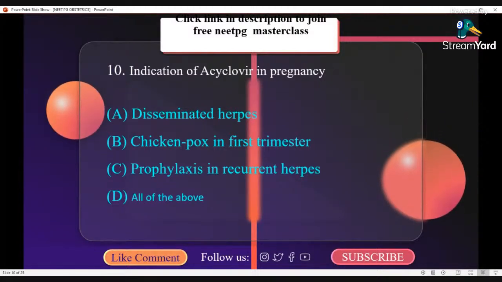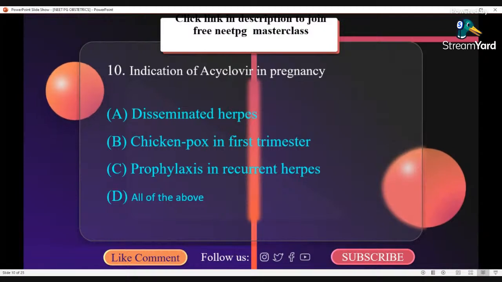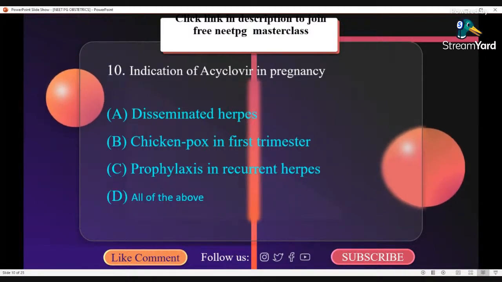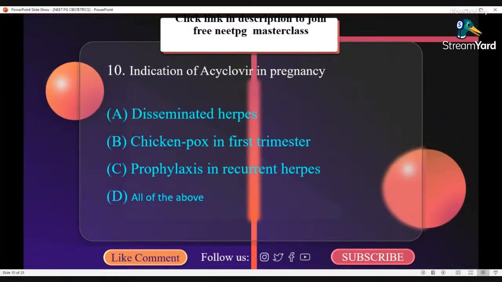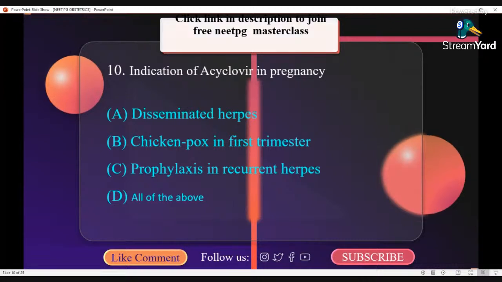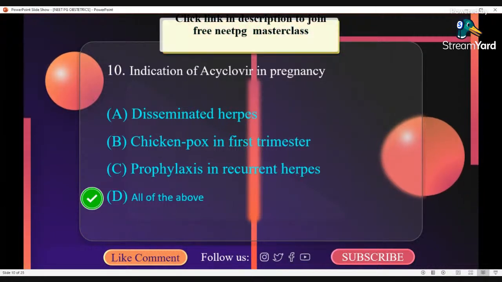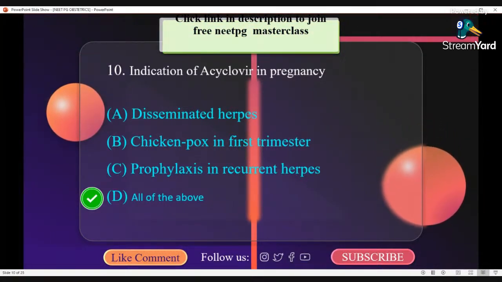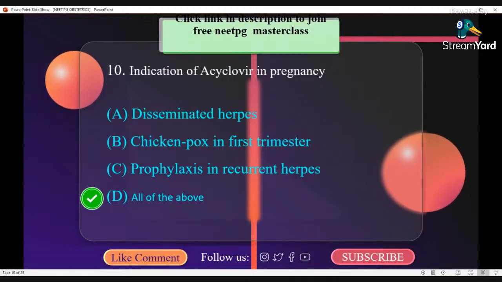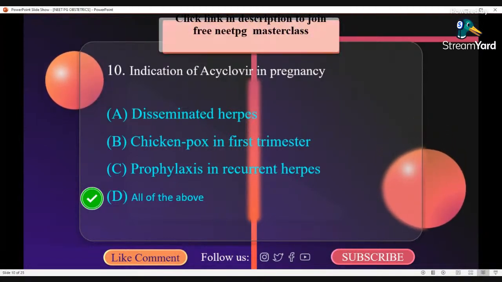Indication of acyclovir in pregnancy. A. Disseminated herpes. B. Chickenpox in the first trimester. C. Prophylaxis in recurrent herpes. Here, acyclovir is used in pregnancy in disseminated herpes also. It is used in chickenpox in the first trimester also. Prophylaxis in recurrent herpes also. So the correct answer is D, all the above. That is all of the above.